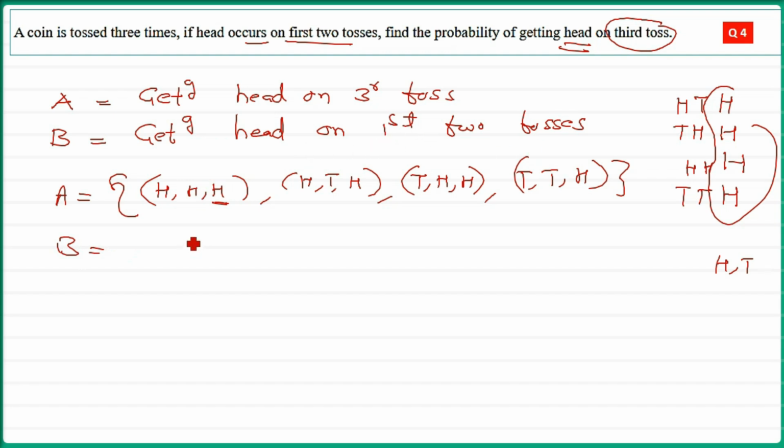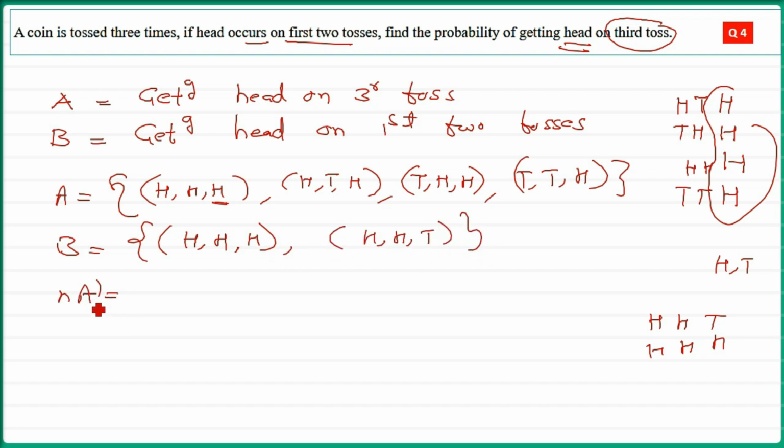Coming to B, getting head on first 2 tosses. So we have to fix H, H now. H, H, H, H. So only T can come and H can come because we have fixed the first 2. Third can only be tail or a head. So let me write B now. H, H, H and H, H, T.